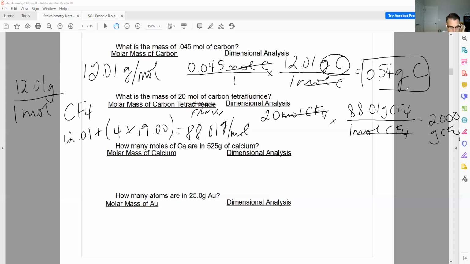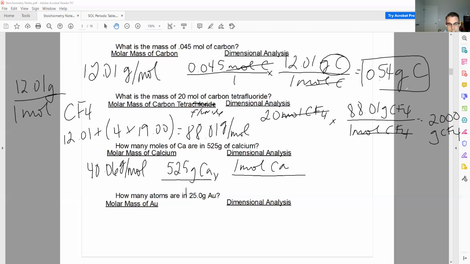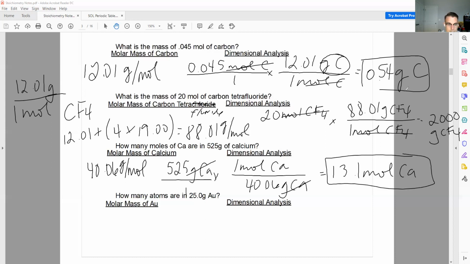Next one, how many moles of calcium are in 525 grams of calcium? So I'm trying to turn grams into moles. So the molar mass for calcium, 40.06 grams per mole. Start with what I'm given, 525 grams of calcium. For every 1 mole, now goes on the top, because I need to have grams of calcium on the bottom so that they can cancel. 525 divided by 40.06 gives me 13.1 moles of calcium. Start with 3 sig figs, end with 3 sig figs.